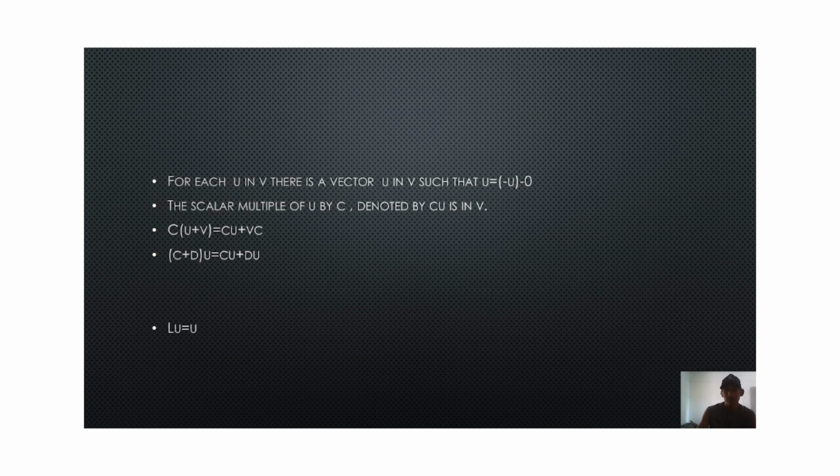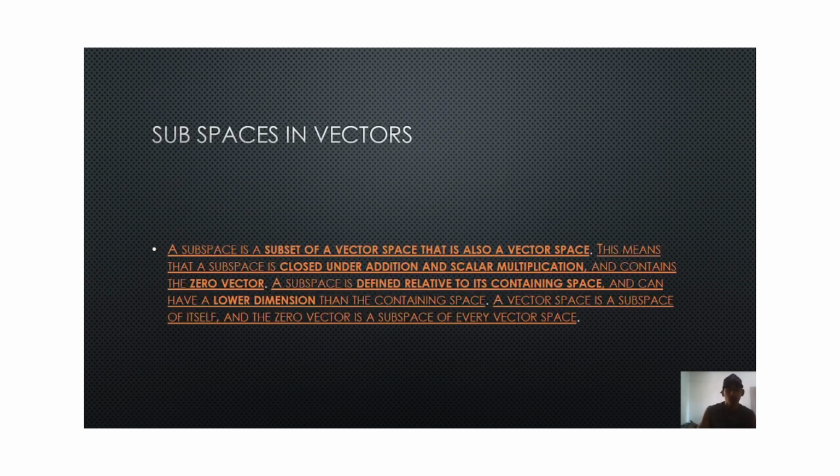The multiple of u by c, denoted by cu, is in V, where c bracket open u plus v bracket close is equal to cu plus cv, and the second formula is c plus d bracket close u is equal to cu plus du. This is a simple multiplicative formula, and this is a constant. 1 is a constant over here, and 1 times u is equal to u.